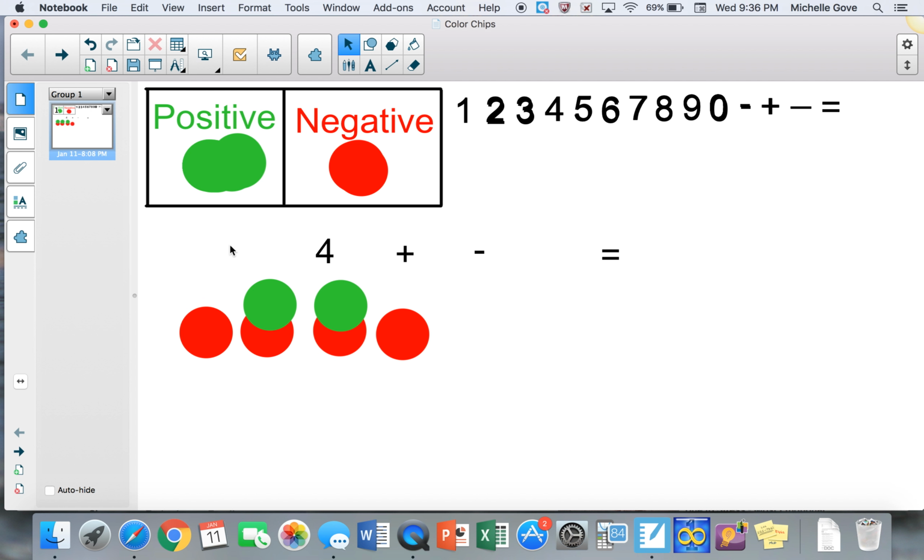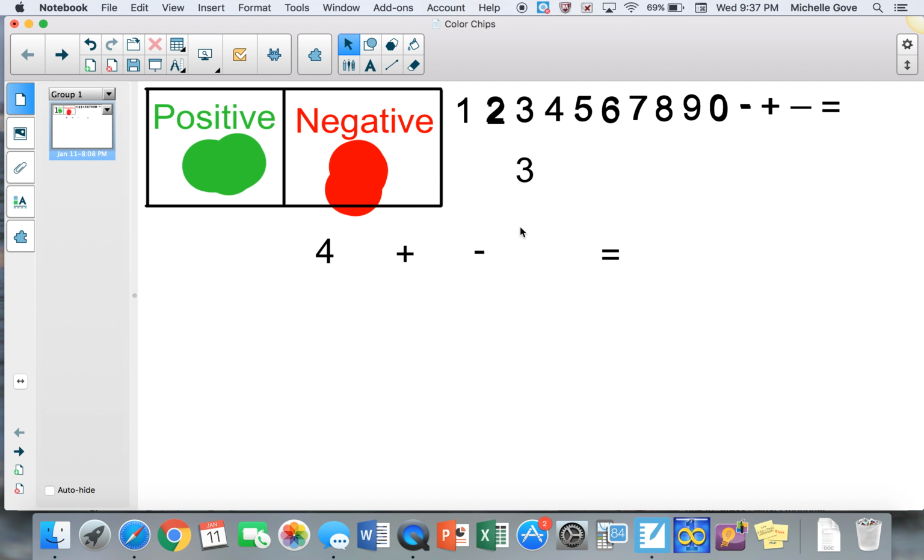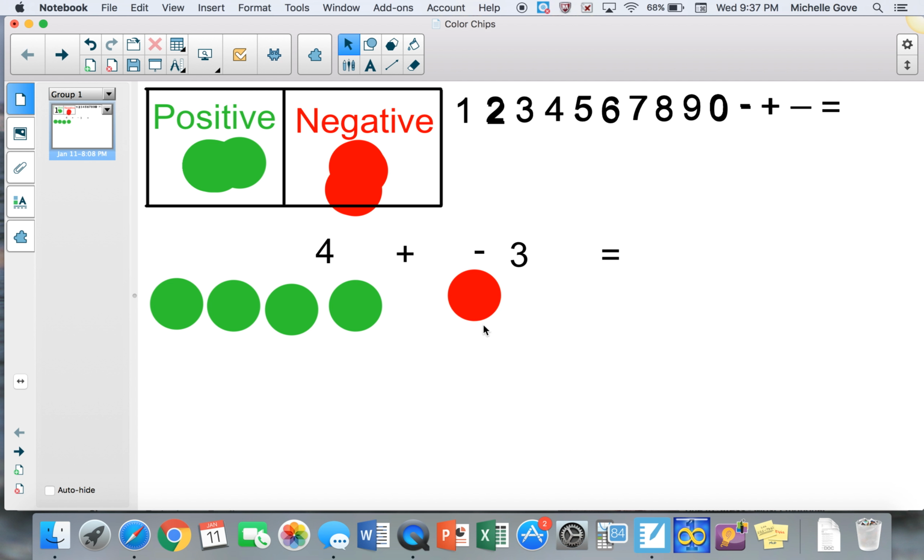Now we can try something a little different. We'll add 4 plus negative 3. And so we'll represent the 4 here with 4 green chips. And I will represent the negative 3 with 3 red chips. So now the numbers are not opposites, so they're not additive inverses and we won't get 0, but we can work similarly where I'm going to match the positive with the negative.